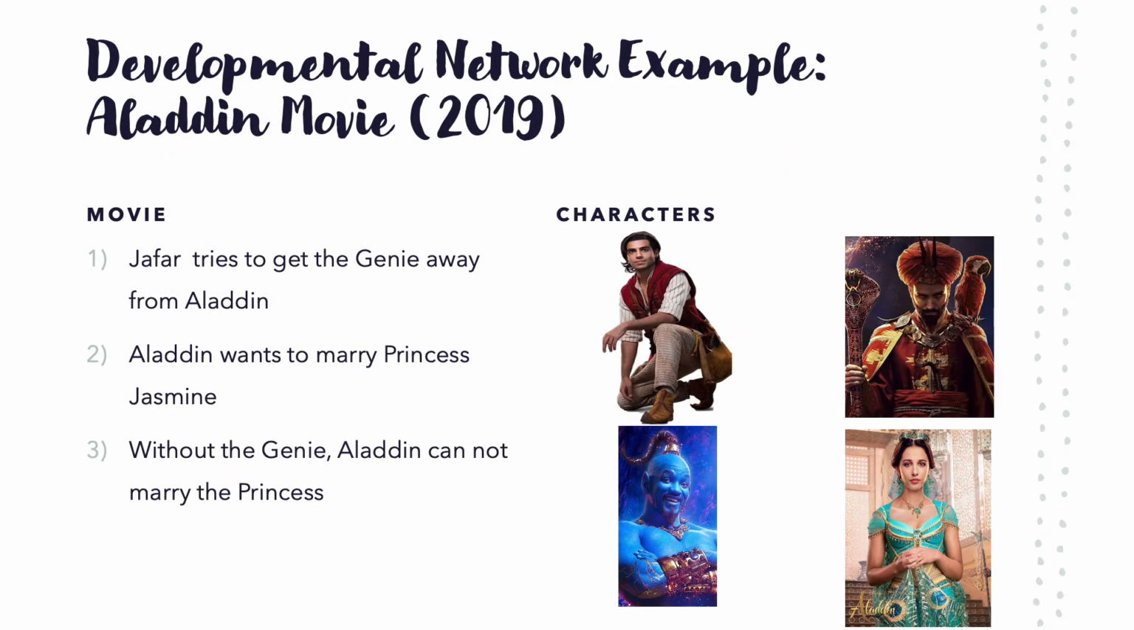I will be using the 2019 remake of the Aladdin movie to explain an example developmental network. So a basic summary of the movie is that Jafar the sorcerer wants to become the most powerful man in the world with the help of the genie. Jafar doesn't get the genie. Aladdin gets the genie and gets the three wishes. And with the help of the genie, Aladdin is able to marry Princess Jasmine.